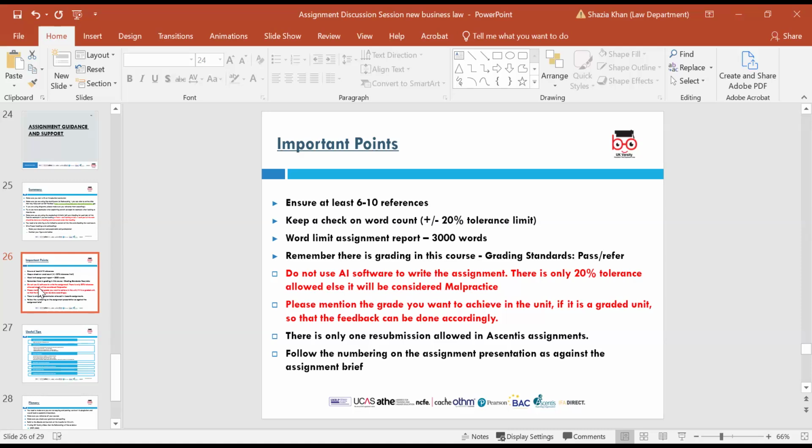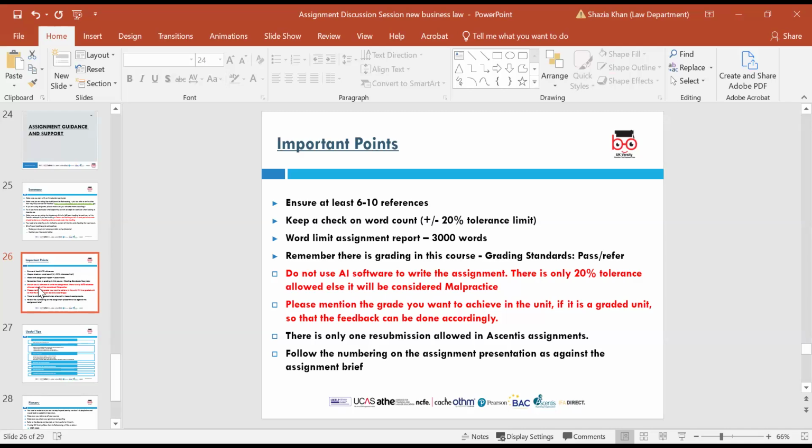Remember, there's a grading in this course, so grading is a pass or a refer. Do not use AI software to write this assignment. This is really, really important when we look at plagiarism. There's only 20% tolerance allowed, otherwise it will be considered malpractice.